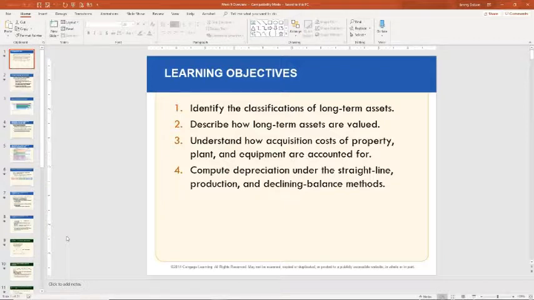Okay, this week we're going to start Chapter 10, which is divided into a couple of halves, this week and next week. This half, we're looking at the topic of classification of long-term assets. We're going to look at how we value those assets, how you determine the value. We're going to talk about understanding how to calculate the acquisition cost of property, plant, equipment, and that sort of thing, and how they're accounted for. Then we're going to start diving into depreciation this week, and then next week, disposal of assets and how it ties into depreciation and that sort of thing.